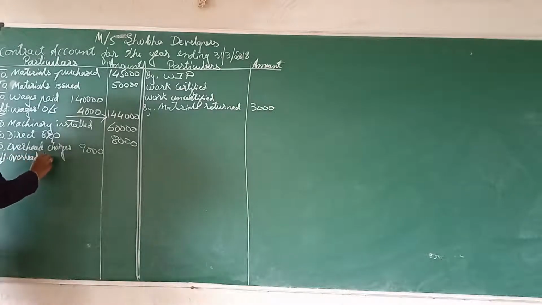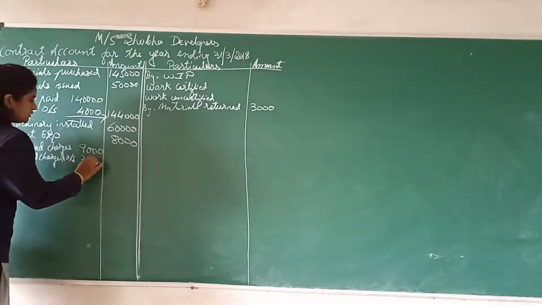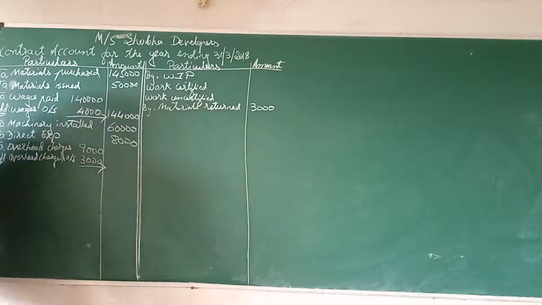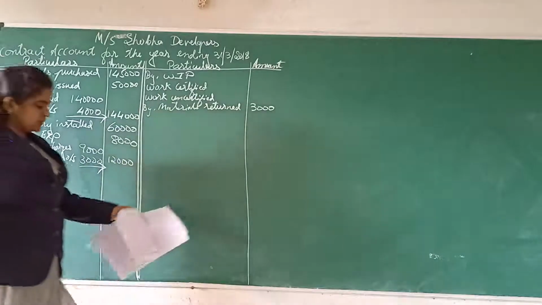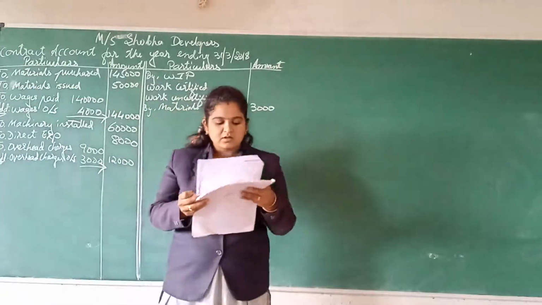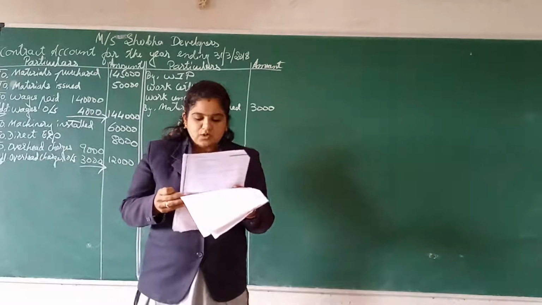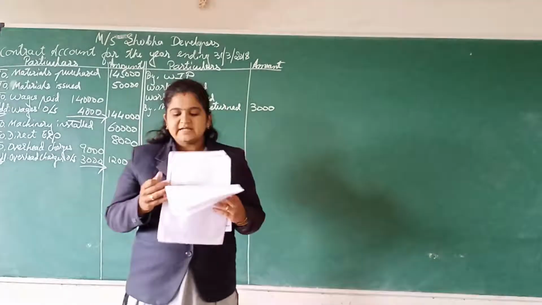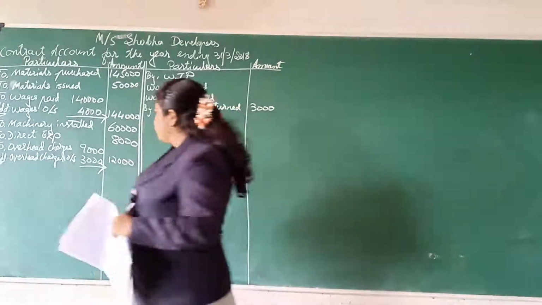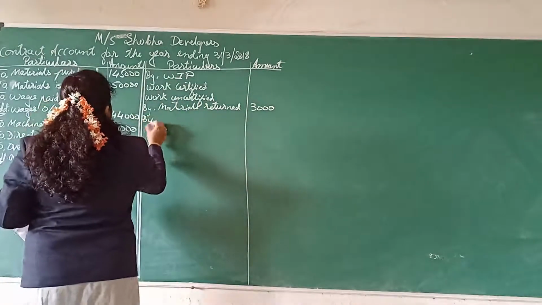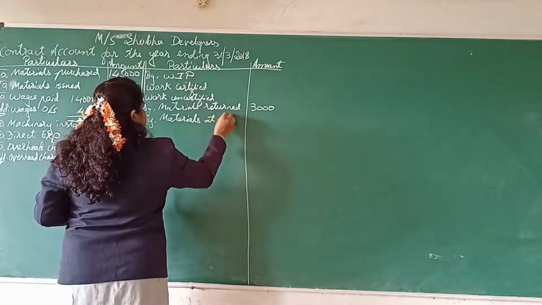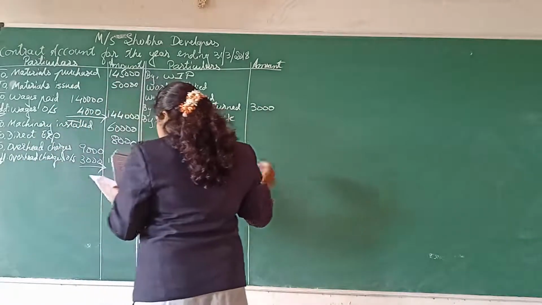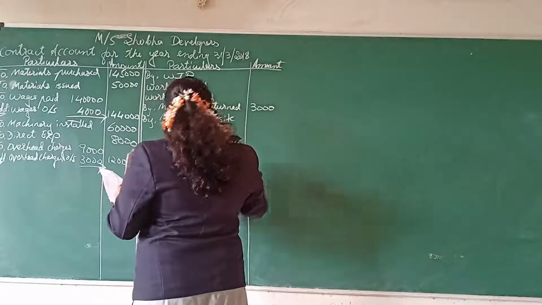And overhead charges outstanding amount is 3,000. Make total and take it outer column. That is 12,000. Now next what they have given. Materials at site is 10,000. So that should be taken on the credit side by materials at site. Amount is 10,000.